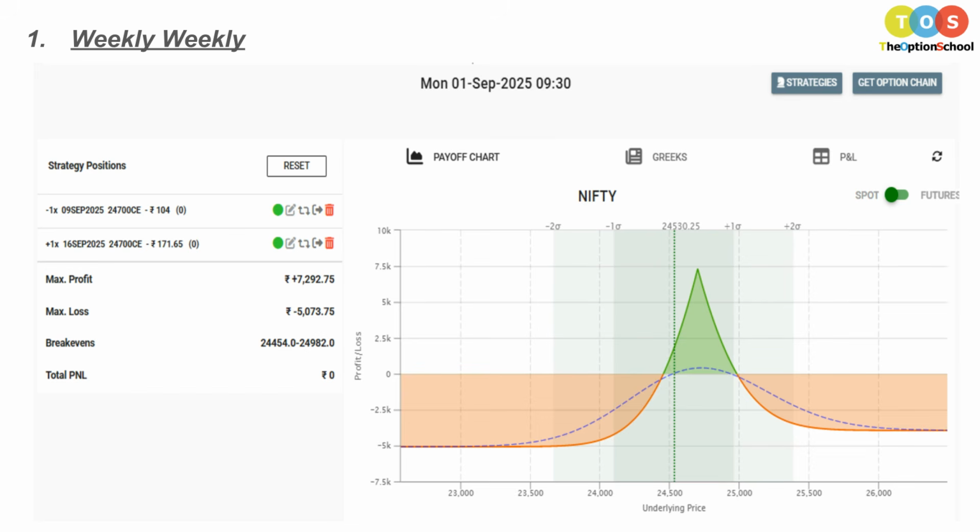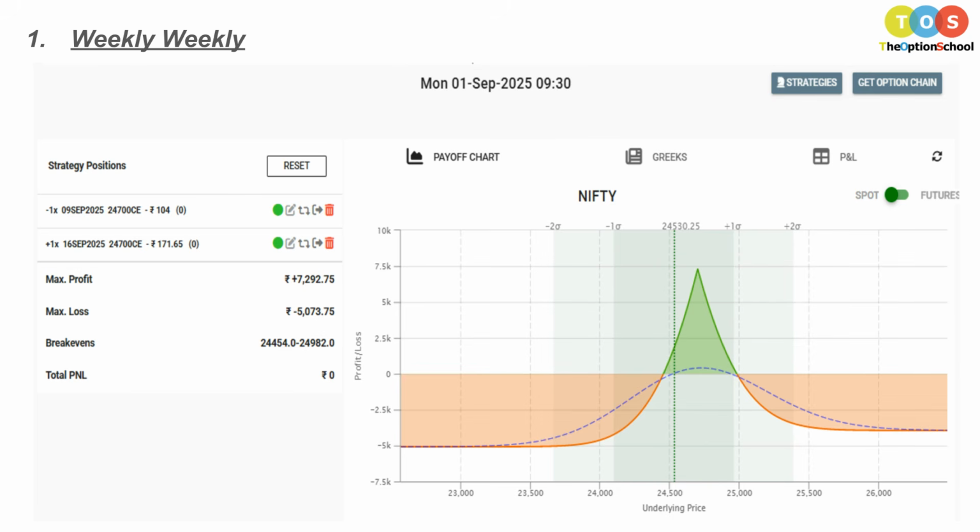So what we have done on 1st September at 9:30 am, we have created a weekly calendar wherein we have sold the 9th September call and we have purchased the 16th September call. Both are of 24,700 strike. Here the market is around 24,530. We have chosen a slightly out of the money calendar so that when we do monthly, that also becomes almost at the money. So we are going with 24,700 for all weekly, weekly monthly and monthly calendars.